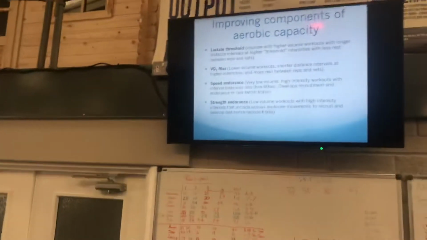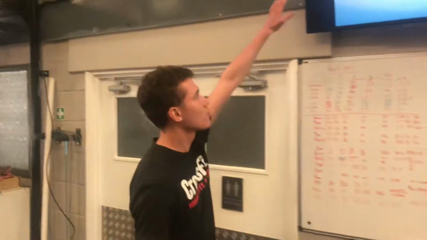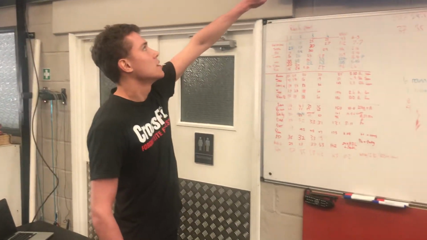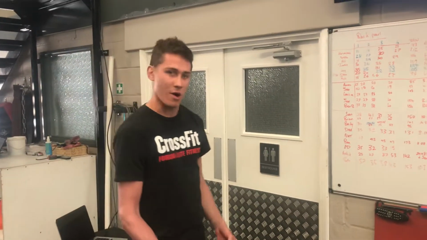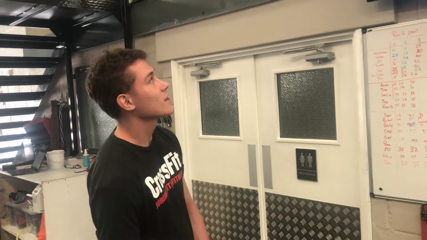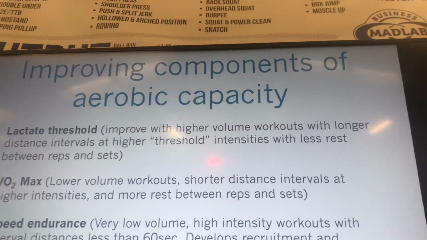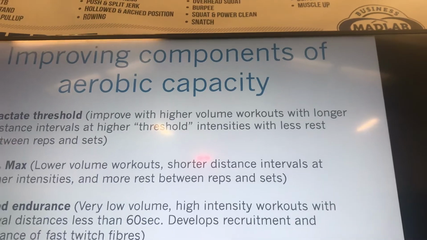Okay, cool. So, how do we improve our various different components, which I've run through the first two already? I'll run through these next two now. So, how do we improve our lactate threshold? Basically, grunt work is the way to improve your lactate threshold. So, higher volume workouts, longer distance intervals at threshold intensities, which means at lactate threshold. So this is super maximal work.